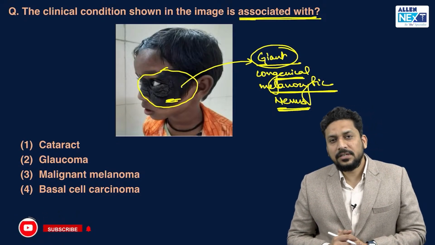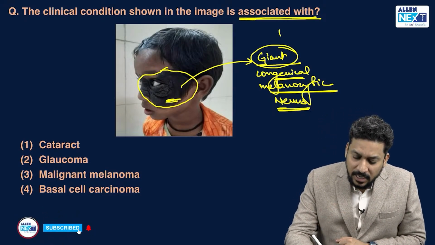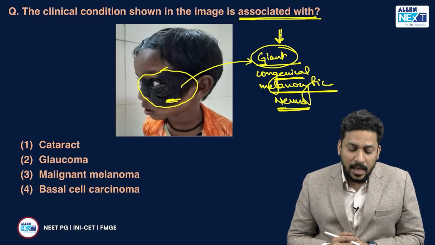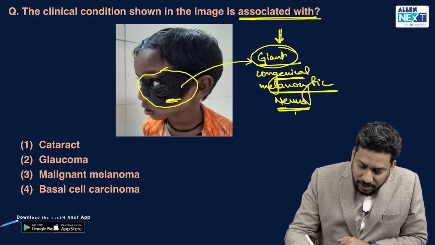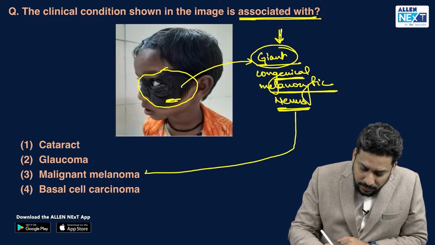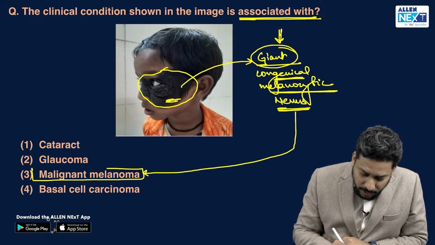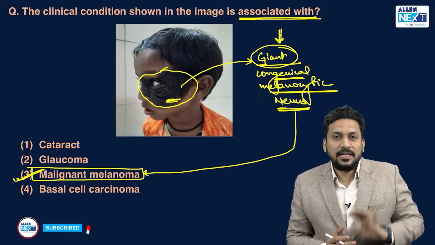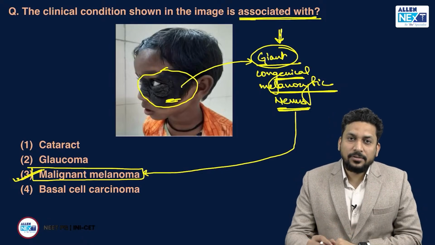And it has been noticed in various studies that this giant congenital melanocytic nevus has malignant potential, and this clinical condition can be seen associated with malignant melanoma. So remember that the diagnosis here is giant congenital melanocytic nevus.